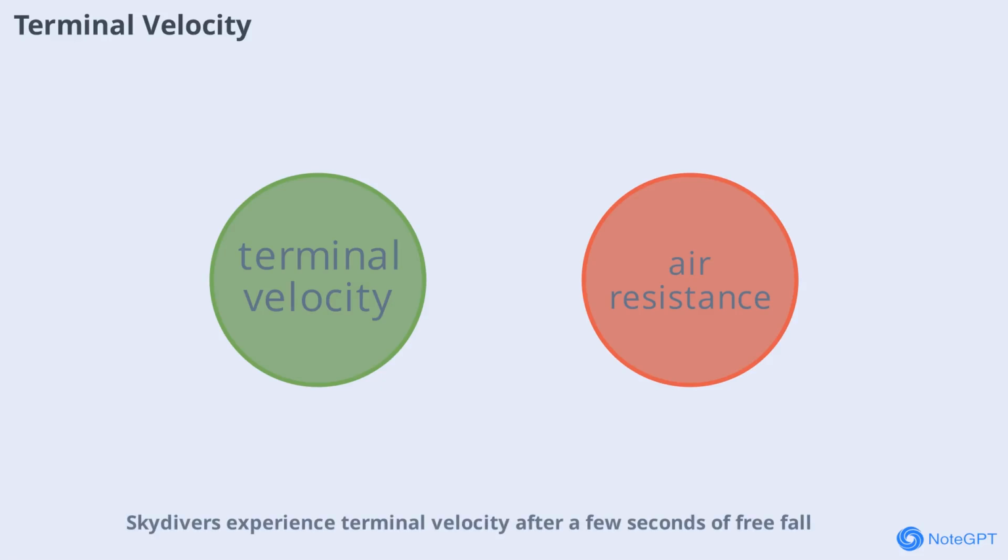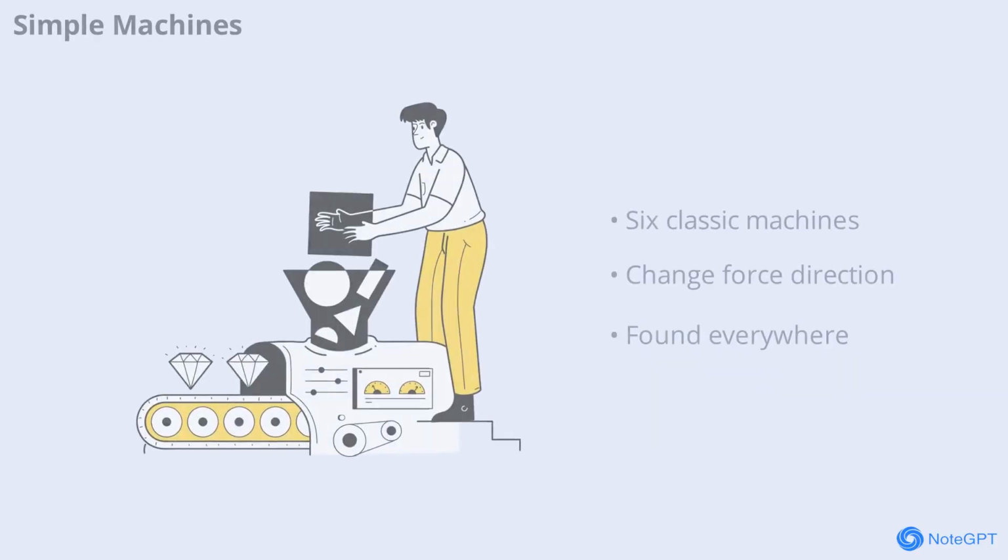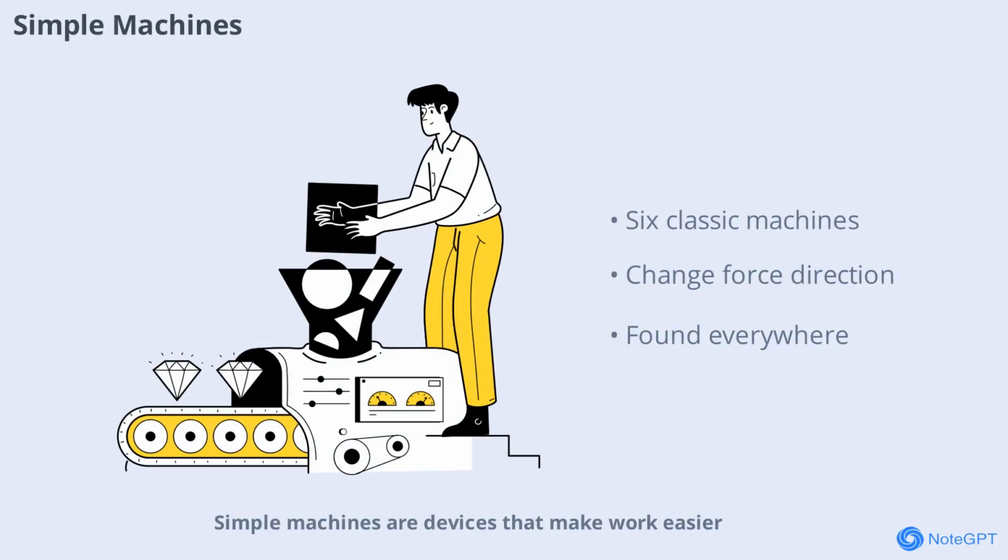Skydivers experience terminal velocity after a few seconds of free fall, making it a crucial concept in both physics and extreme sports. Simple machines are devices that make work easier by changing the direction or magnitude of a force. The 6 classic simple machines are the lever, wheel and axle, pulley, inclined plane, wedge, and screw.